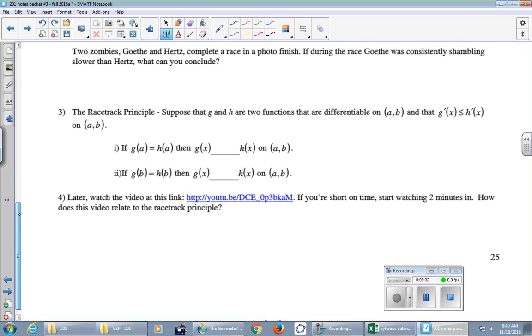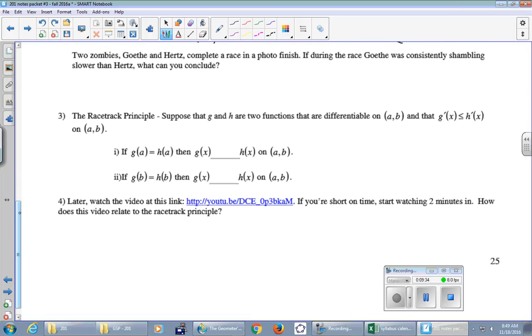Okay, number 3 puts this all together. It's called the racetrack principle. Suppose that g and h are 2 functions that are differentiable on the open interval (a, b), and that g prime of x is less than or equal to h prime of x for all x in that interval. That is to say, g is running slower than h. Goethe is running slower than Hertz, same as we just had.